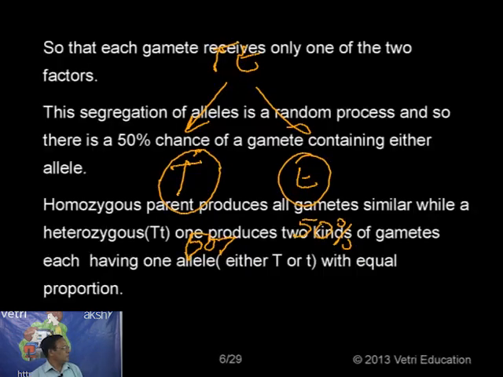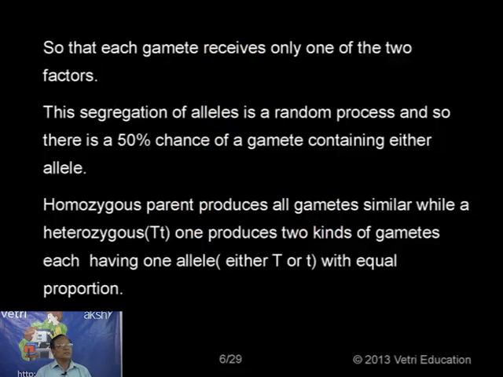So here you see that. This segregation of alleles is a random process. What I mentioned is a natural process. And so there is a 50% chance of a gamete containing either allele, either capital T or small t. The homozygous parent produces all gametes similar, as I mentioned earlier, while the heterozygous one produces two kinds of gametes, 50% with capital T and 50% with small t, in equal proportion. So we have two kinds of gametes, each having only one allele, either capital T or small t, in equal proportion, that is 50 and 50.